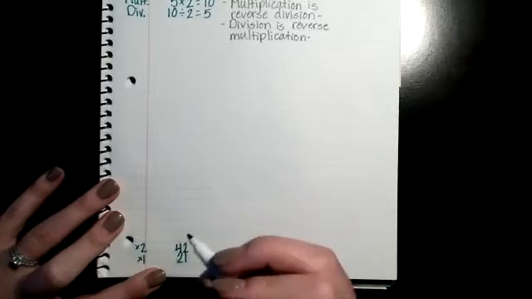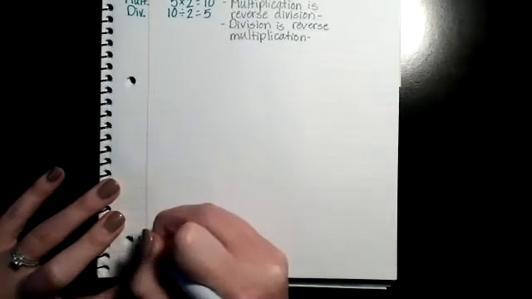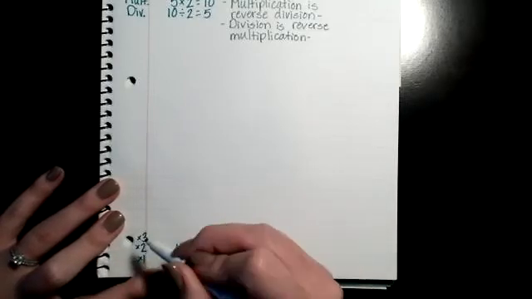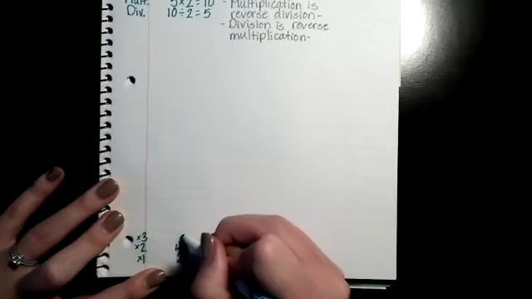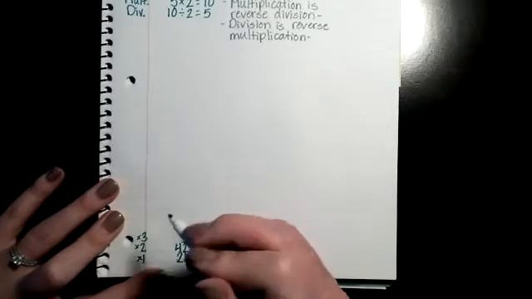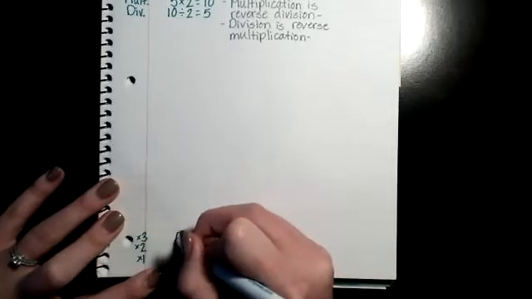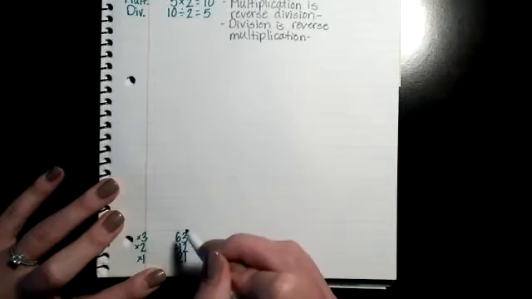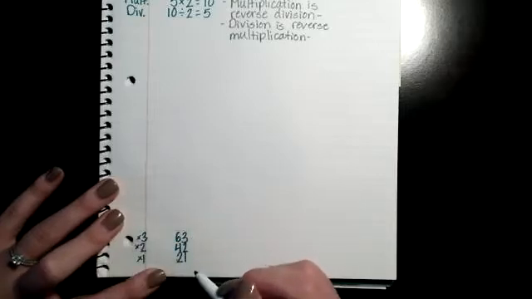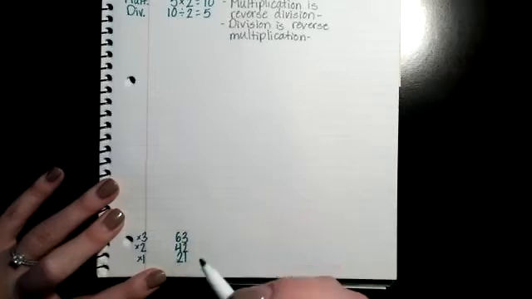All right, I'm going to keep going. Times 3, 21 times 3. Well, I know 1 times 3, that's 3. 2 times 3, that's 6. So 21 times 3 would be 63. That's my third multiple of 21. All right, I'm going to keep going.